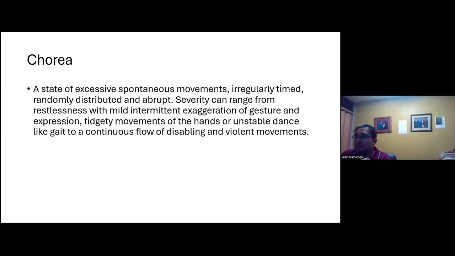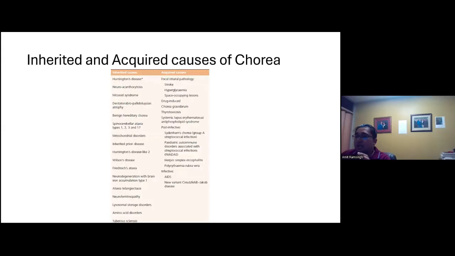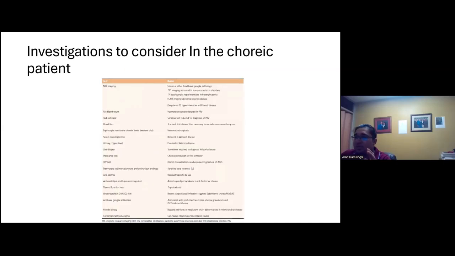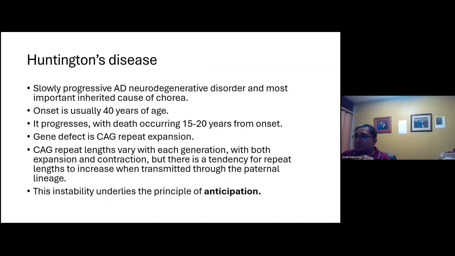And then lastly, right, chorea, it's a state of excessive spontaneous movements, irregularly timed. The severity can range from restlessness to mild intermittent exaggeration. There's a whole number of different causes of chorea, which could be inherited or acquired. But the one that we would just talk about briefly is that of Huntington's, because that's the most common and that's the most implicated one.